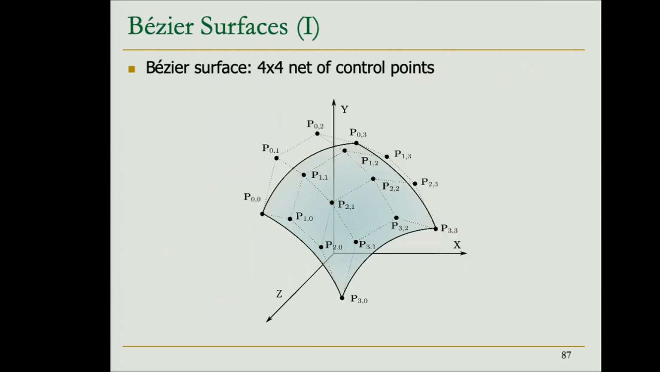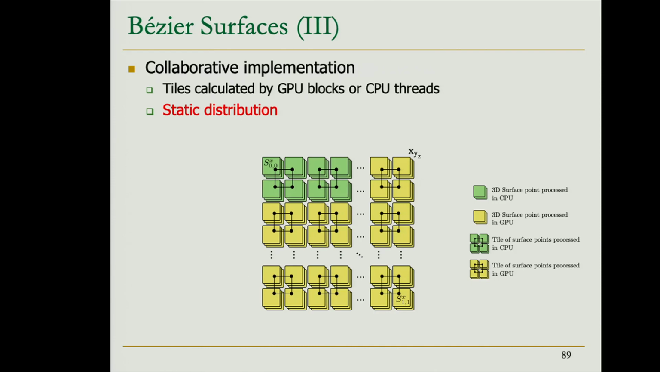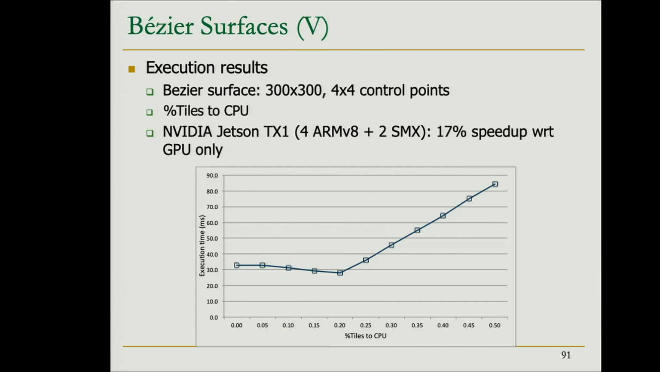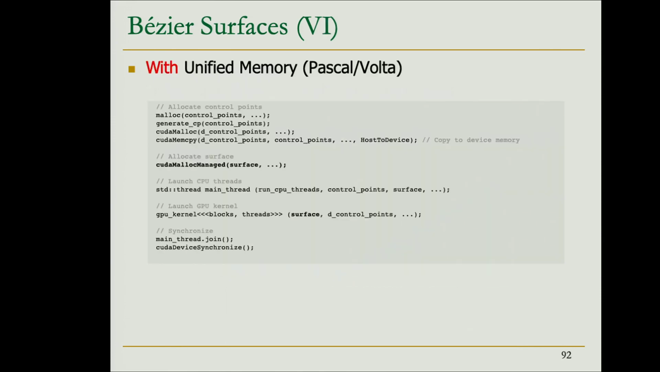And you can see quite a few examples of this collaborative implementation, Bezier surfaces. It's a kind of processing for graphics. This is on an NVIDIA Jetson. I don't know if you have heard about this platform. It's like a board that contains a CPU and a GPU, CPU with 4 ARM cores, and GPU with 2 SMs. So this is the 17% speedup that you can get from doing a collaborative execution.